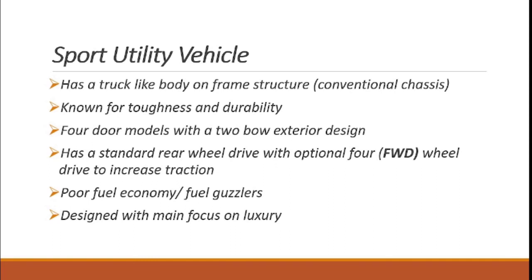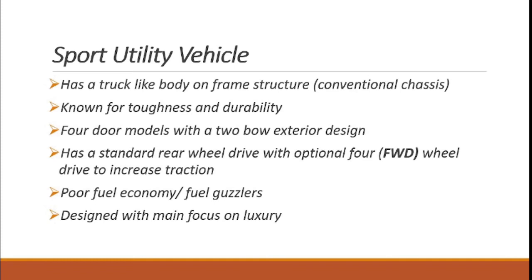A sport utility vehicle will have a truck-like body-on-frame structure, or what we normally call a conventional chassis, or a separate chassis, right? So the body and the frame, or the chassis, are separate. They are usually known for toughness and durability. They last long. They have off-road features, right?